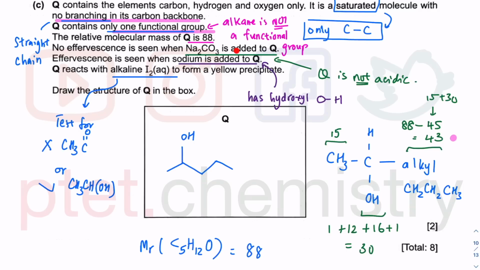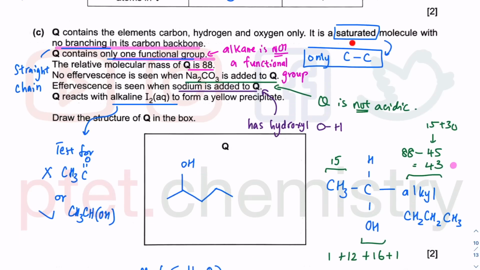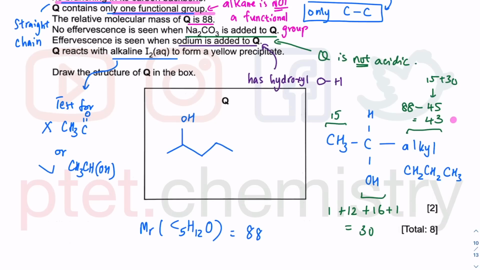It's not acidic, but it does react with sodium. Alkane is not a functional group. It contains carbon, hydrogen, and also oxygen. It's saturated. It only has carbon-carbon single bond. And it does have this reaction with alkaline aqueous iodine based on the CH3CHOH, since it cannot have 2 functional groups according to the requirement in the question. There's only one answer there for that 2 marks and overall 8 marks question there.